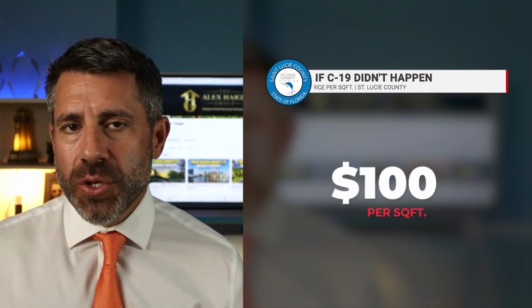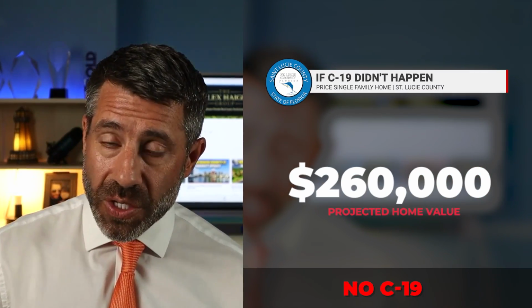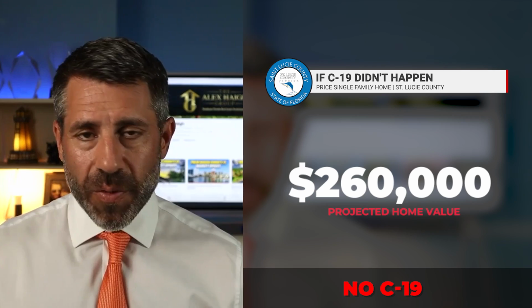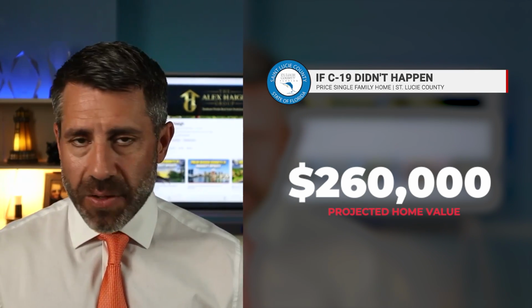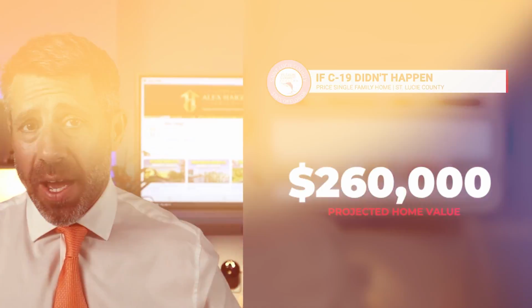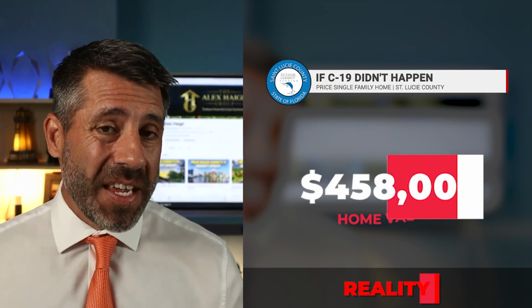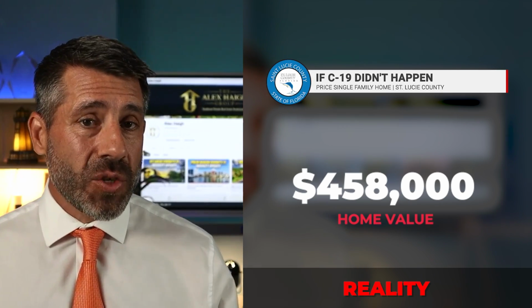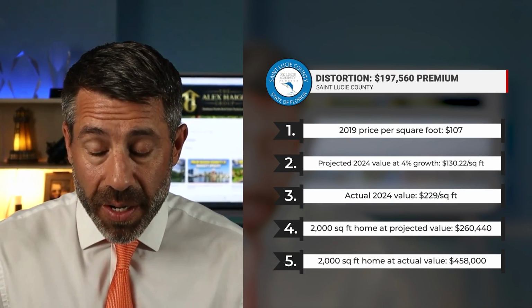What would that mean for a 2,000 square foot home? As of 2019, that would have been $260,000. Very affordable for someone to go up to St. Lucie County and buy a single family home. $260,000, very, very affordable, even at the high interest rates that we have right now. Well, what is it right now? It's $458,000 for that 2,000 square foot home in St. Lucie County. It's creating an unaffordability situation.